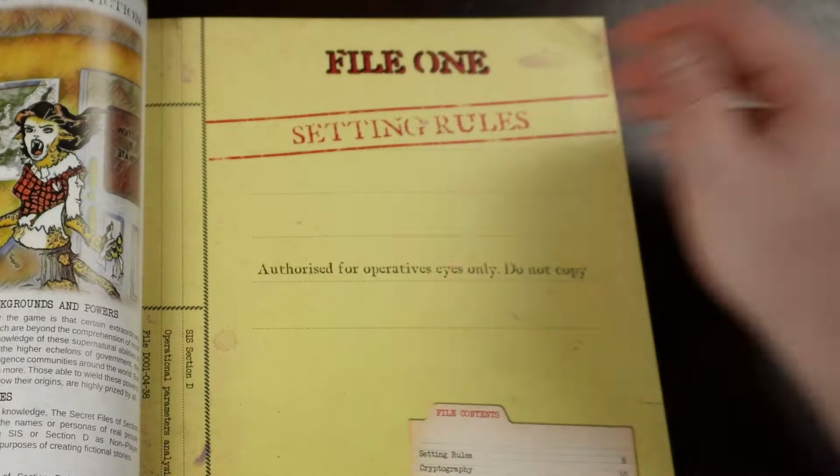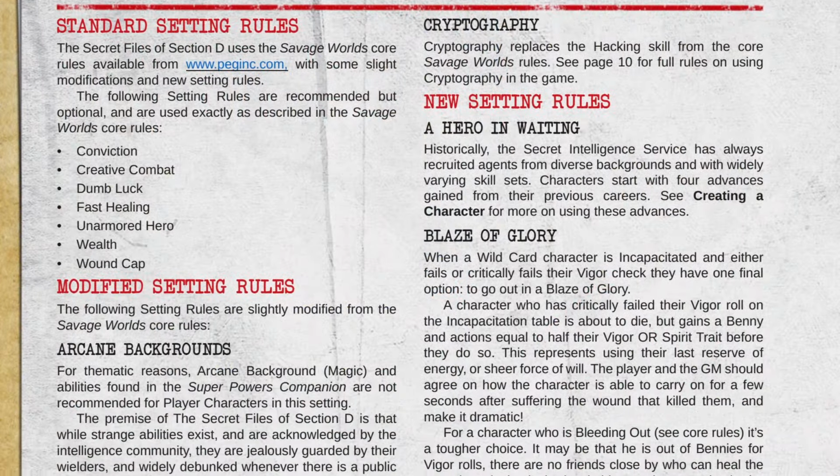The first thing is setting rules. Any good setting has good setting rules, and this setting has a lot of them. The book starts with the setting rules that are used from the core Savage Worlds rulebook, as well as some modified rules, but it also adds several additional setting rules to the game. Specifically, we have 9 new setting rules in this book.